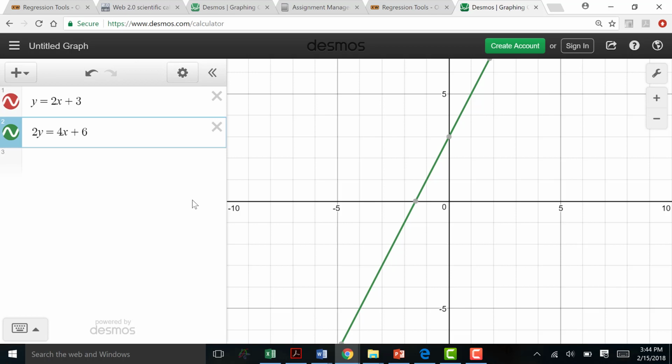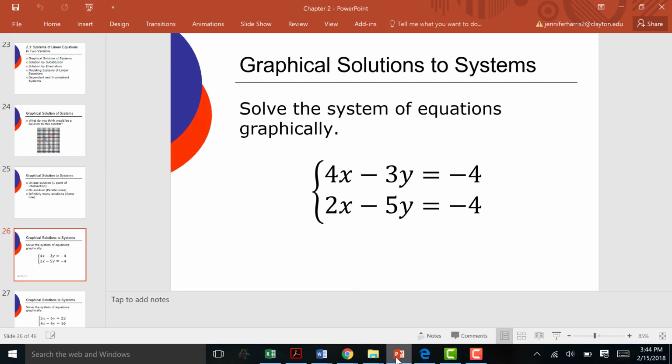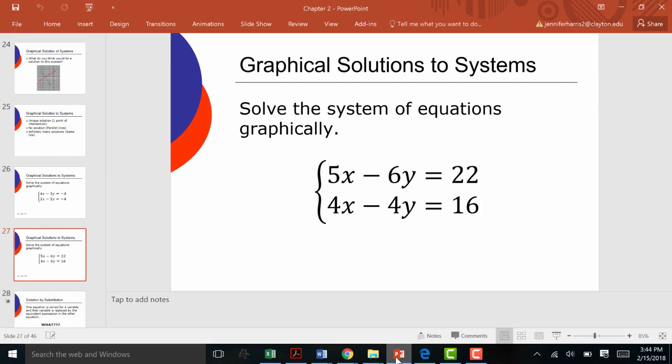All right, questions? So far, so good? Okay, let me go back to the PowerPoint where we were again. Let's go to the next one. Your turn. Type those in. Tell me what the graphical solution is for those equations. You got 2 equations on the screen. Type both of those equations in Desmos and tell me where they intersect.